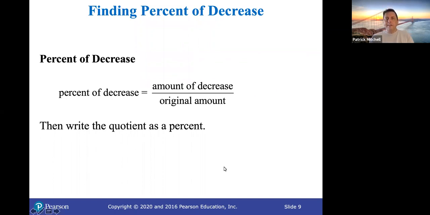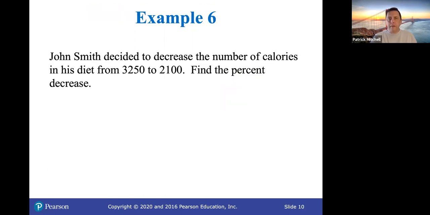Percent decrease is the same idea. You just do the amount of the decrease as a percentage of the original amount. One thing to understand about percent decrease, when they ask you for the percent decrease, that should always still be a positive percent. The word decrease is taking care of the negative. So John Smith decided to decrease the number of calories in his diet from 3,250 to 2,100. Find the percent decrease. So first we'll find the amount of the decrease.